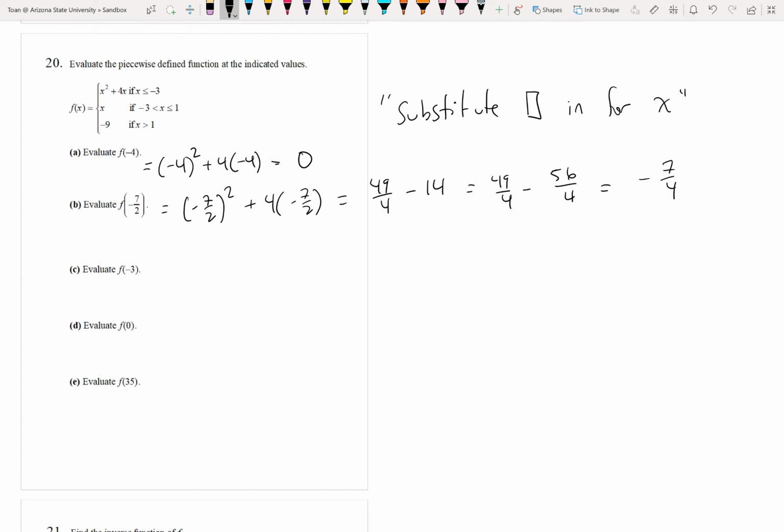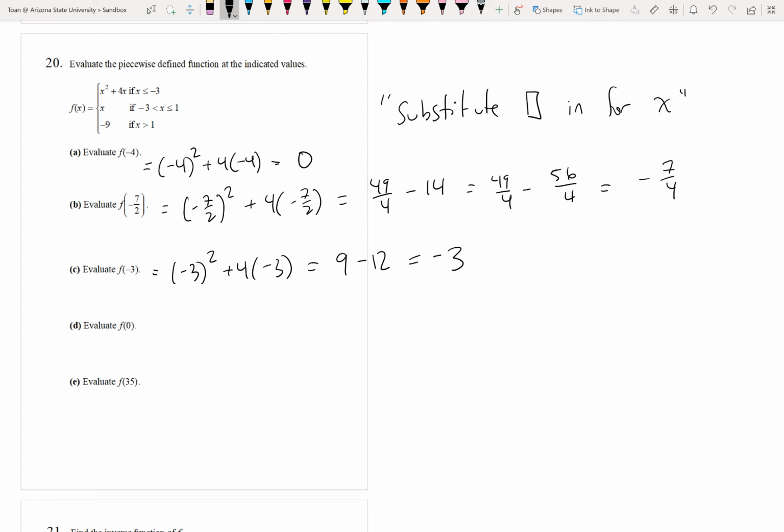Letter C, plugging in a -3. Where does -3 fit into the domain restrictions? Once more, it fits into the top function. So let's plug it in. So that equals -3 squared plus 4 times -3, which is a positive 9 minus 12, which is a -3.